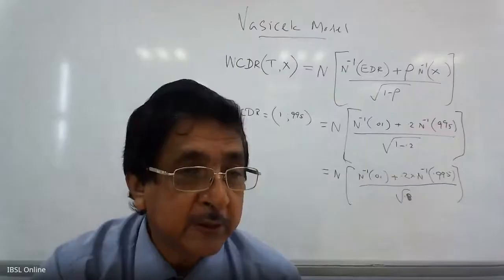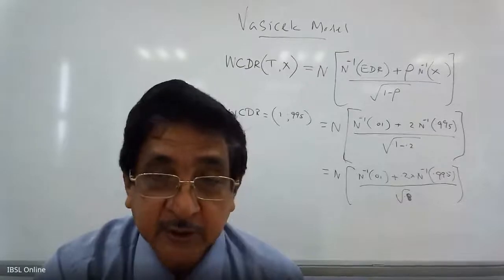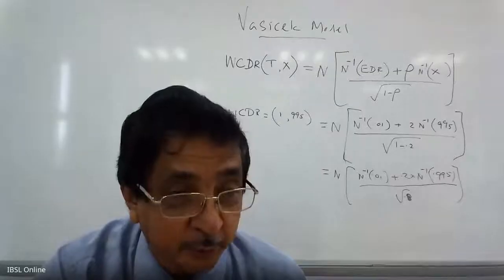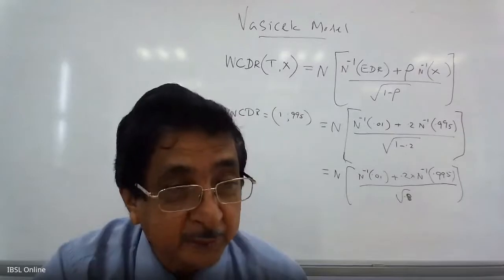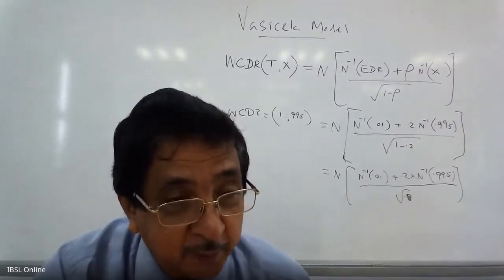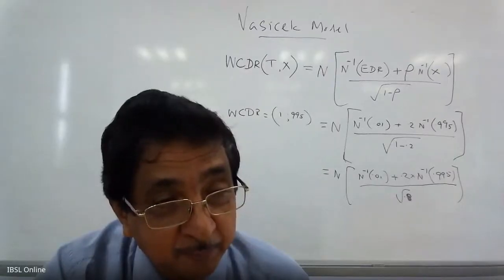Sir, in the tutorial you mentioned a square root in the formula that you have not written on the whiteboard. There's N of N inverse of EDR plus square root of rho N inverse of X. It is not a square root, it doesn't come there. It is just rho. Okay. The square root comes only in the denominator. Here it doesn't come.